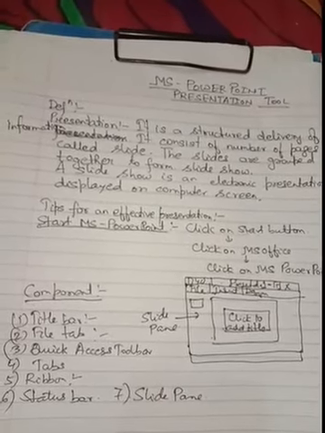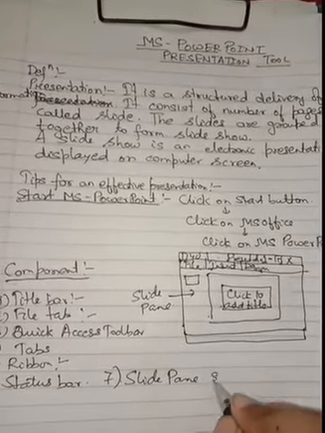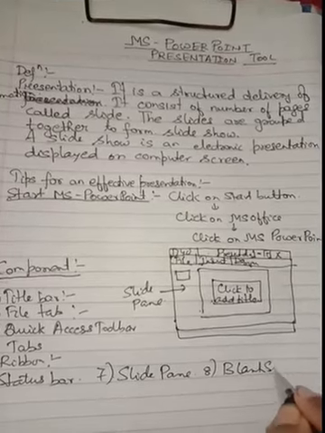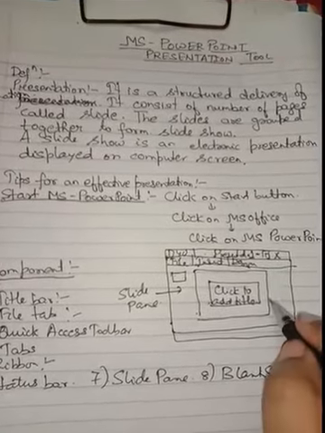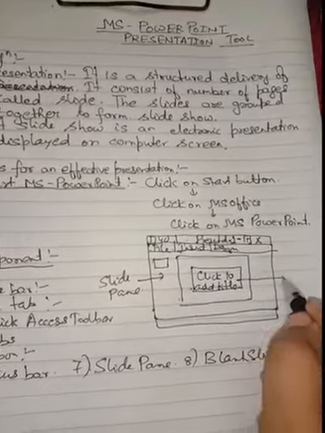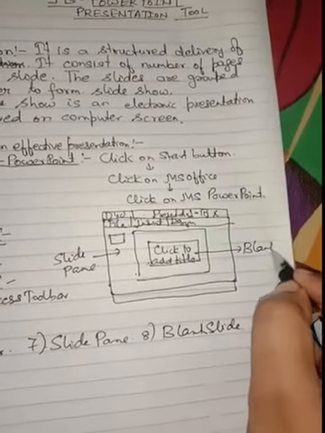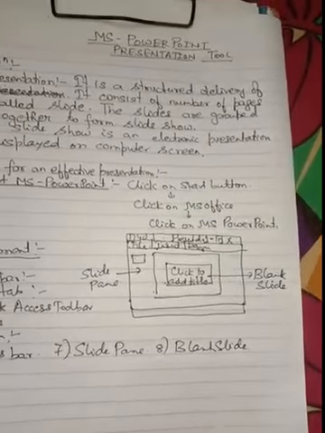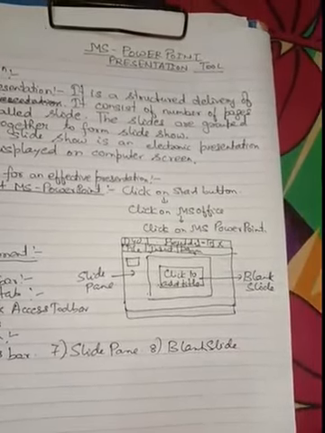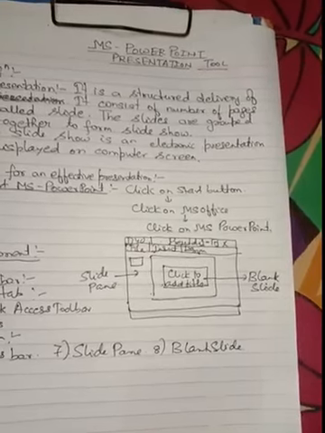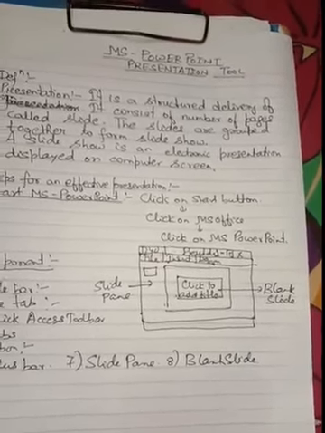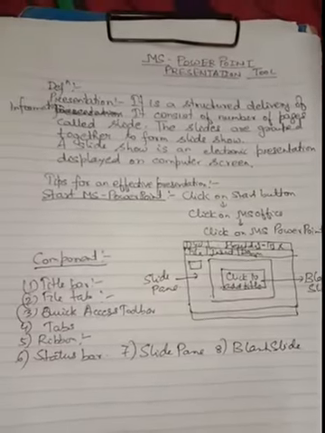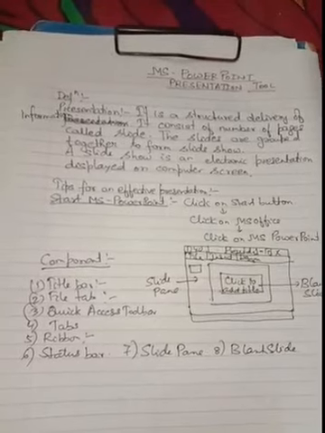And next we have the blank slide. So this is the blank slide. It is present in the middle of the window. The blank slide is mostly used to create presentations. We mostly make presentations in the blank slide only. So these were some of the components of MS PowerPoint.